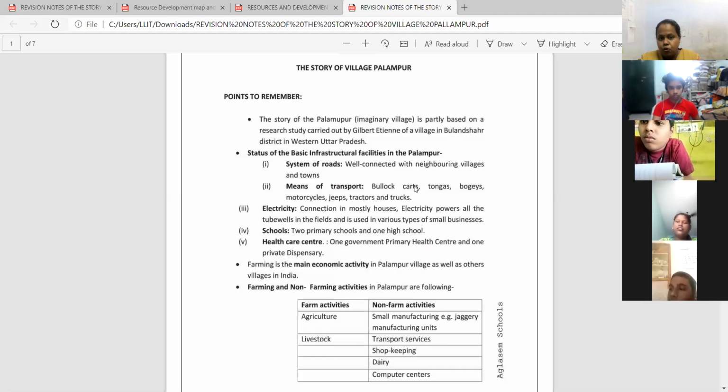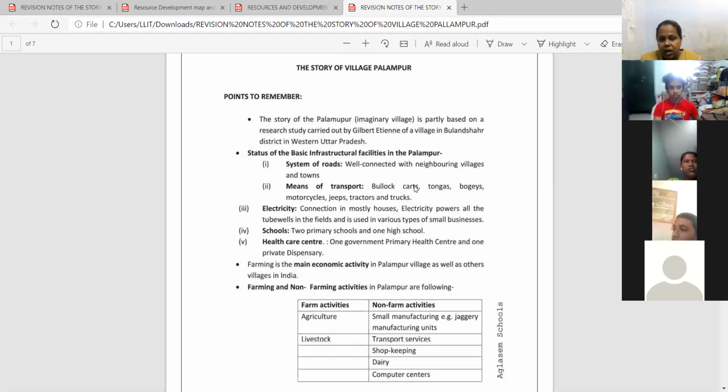See, the system of roads, tertiary sector is coming, means of transport. So they are well connected with the neighboring village. How are they going? Bullock carts, tangas, and all the old ways of transporting. Okay, motorcycles, jeeps, tractors, trucks. So I told you, vehicles, tertiary sector. So they are giving first importance to the tertiary sector because once the primary and the secondary sector is done, automatically your product has to be taken to the marketplace through these tertiary sectors. Okay.